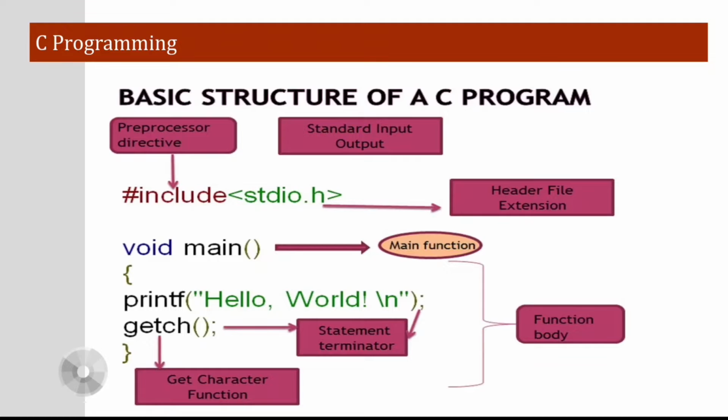Again, we have learnt about C programming and its basic structure. Here we have the basic structure of C programming, and C can be used at different levels: as a low-level language, a medium-level language and a high-level language. So we can see that C is simply a general-purpose language. We'll see in detail about the preprocessor, header file extensions and the function body.